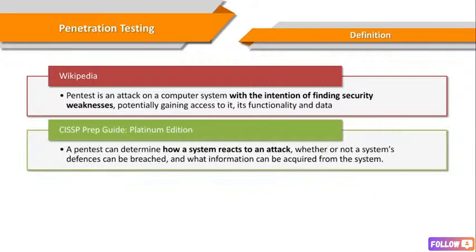Second definition is from the CISSP Preparation Guidebook, and I quote, "A pen test can determine how a system reacts to an attack, whether or not a system's defenses can be breached, and what information can be acquired from the system." Now, the words that I want to emphasize here are how a system reacts to an attack.